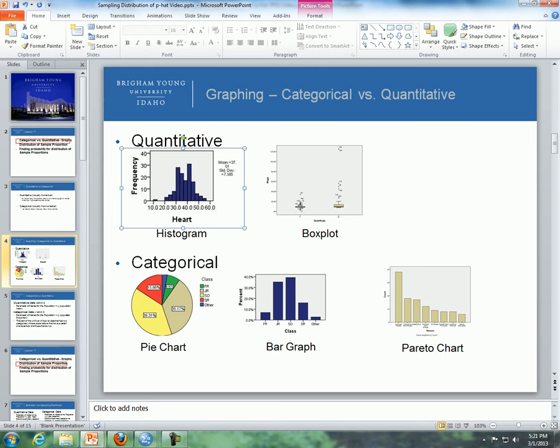Okay, and another thing is the Pareto chart is really a bar graph, but it's sorted in ascending or in descending order. So the highest frequent category starts first, and then it goes down to where we have the lowest frequent category.